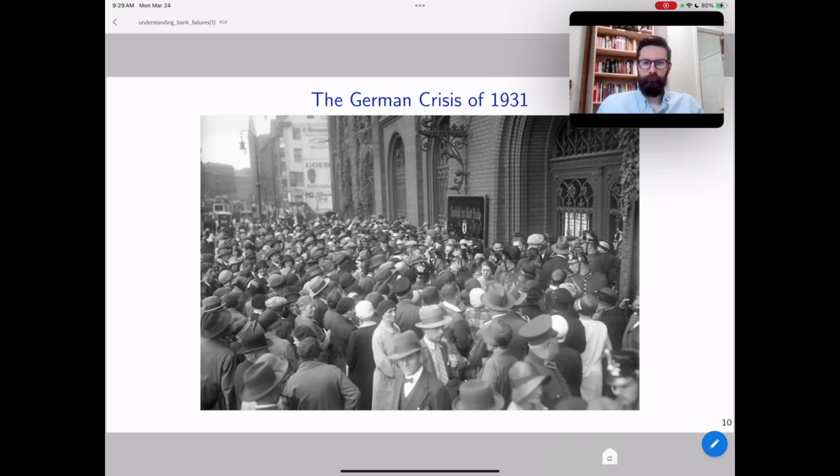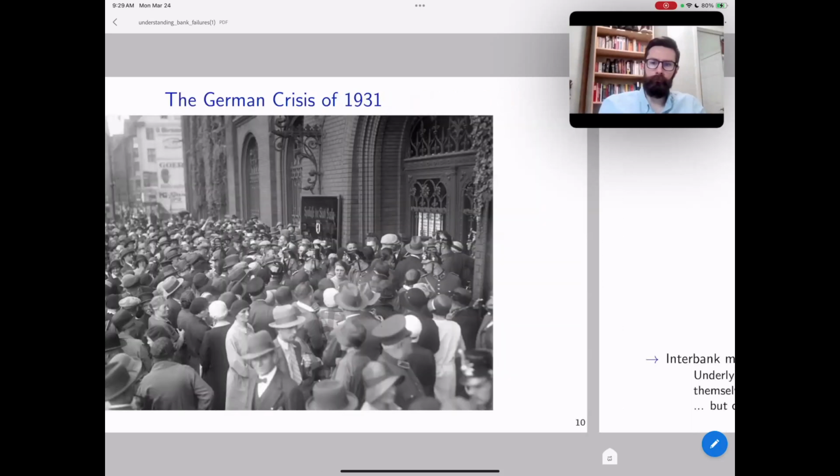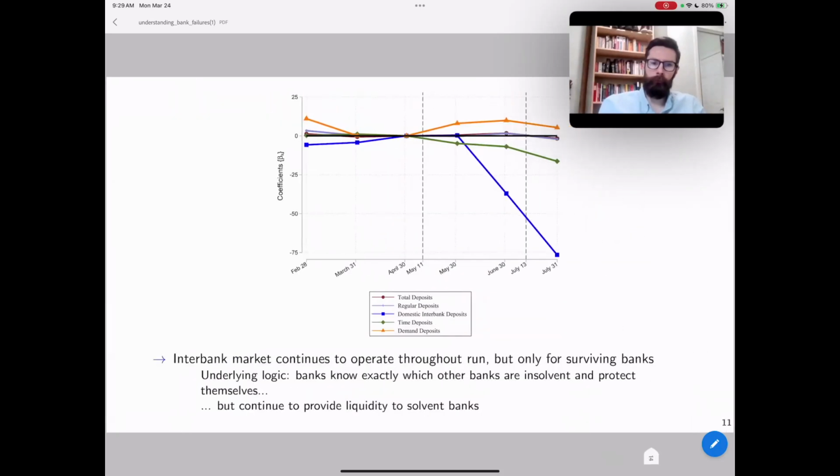And the beauty is, throughout this crisis, we have very detailed data on the balance sheets of around 120 banks that were in existence at the time in Germany. We have them at a monthly frequency with high granularity. And so what we can exploit is that out of the 120 banks back then that were in existence, 20 failed throughout the crisis.